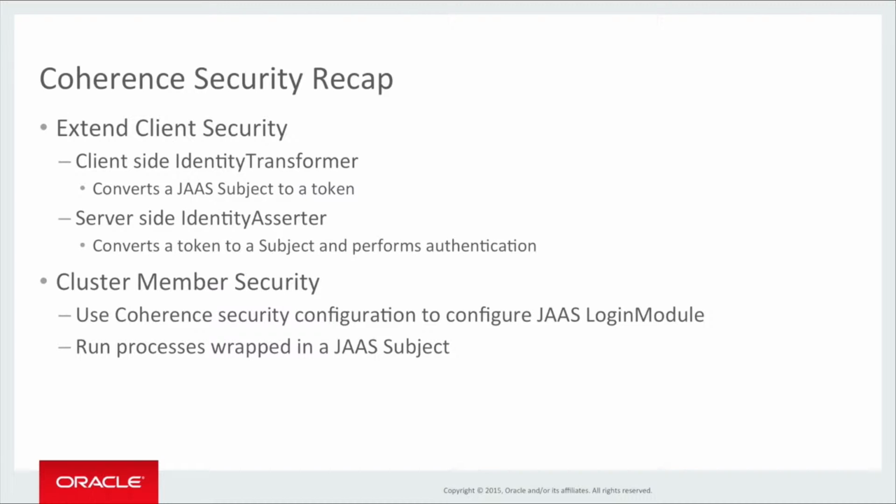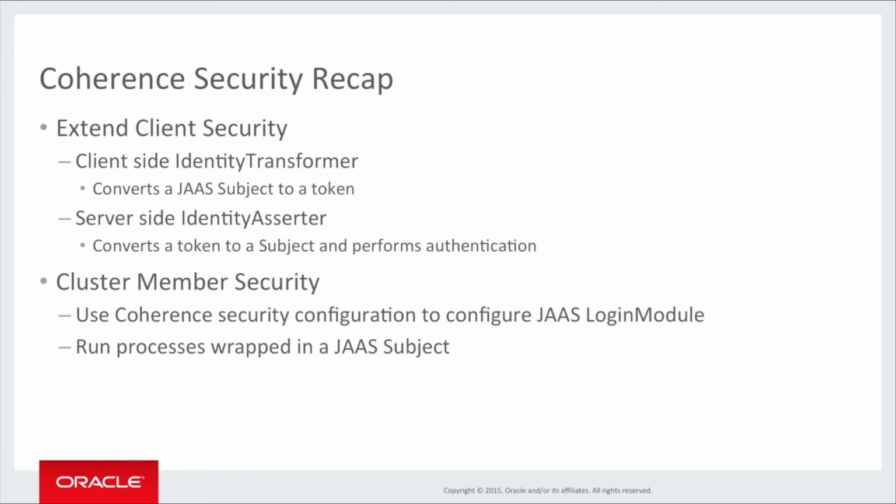As already mentioned, previous versions of Coherence already provide frameworks to secure a cluster. Extend client applications implement an identity transformer, and the corresponding extend proxy requires an identity asserter to provide a subject containing the user's credentials. For application code that runs as a cluster member, Coherence can be configured to use a JAAS login module as required, or the whole process can be wrapped in a JAAS subject.